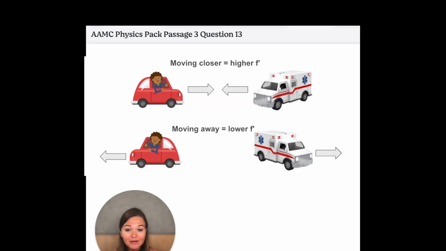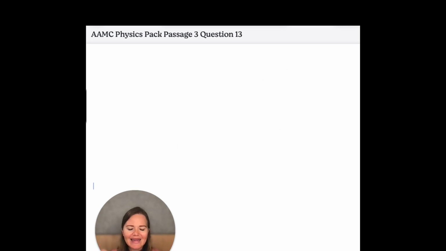And then if that ambulance is moving away from you and you're moving away from that ambulance in traffic, then there's relative motion. The two objects are getting farther apart from each other. Then you're going to perceive that frequency as being lower than the actual frequency being emitted by the siren of the ambulance. So how does this Doppler effect thing apply in this question? Well, this question is really testing your understanding of how you can calculate relative motion.